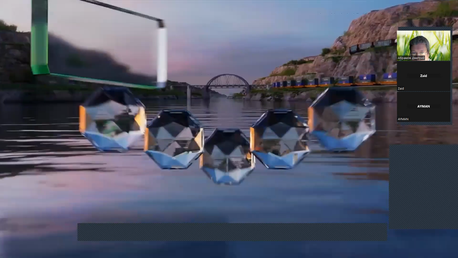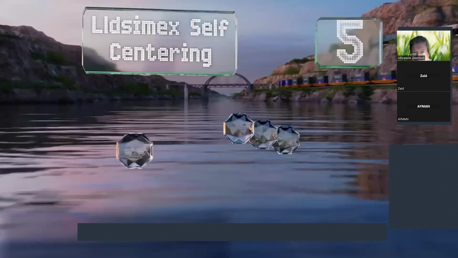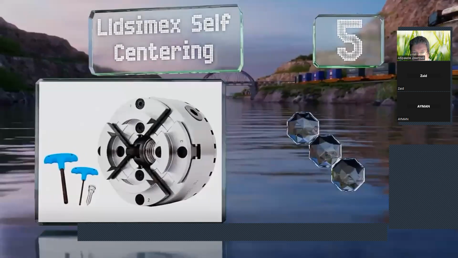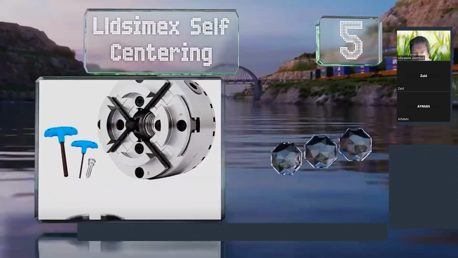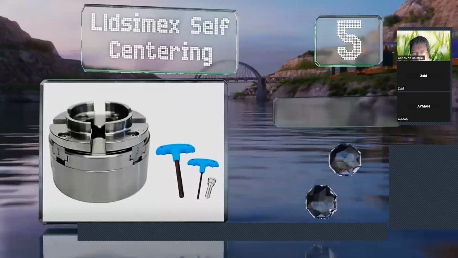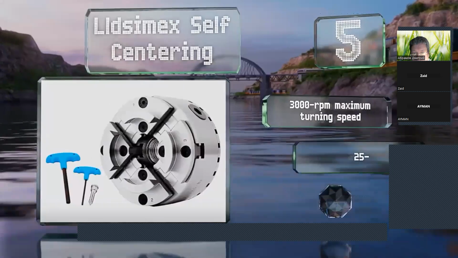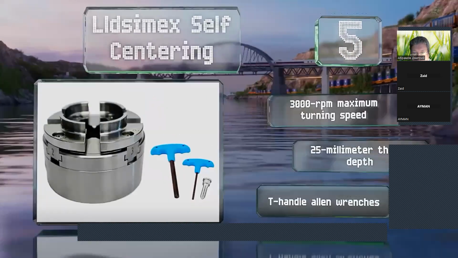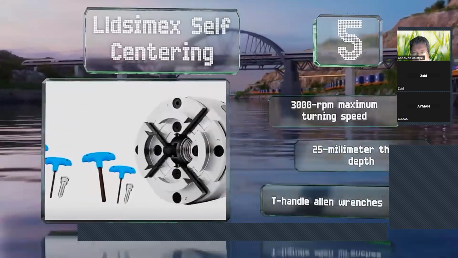Coming in at number 5 on our list, the 4-inch LLD Cymex self-centering is rated to clamp down on pieces almost as small as 1/4 of an inch and almost as large as 2.5 inches. It offers a maximum turning speed of 3,000 RPM and a thread depth of 25 millimeters, and it comes with T-handle Allen wrenches.